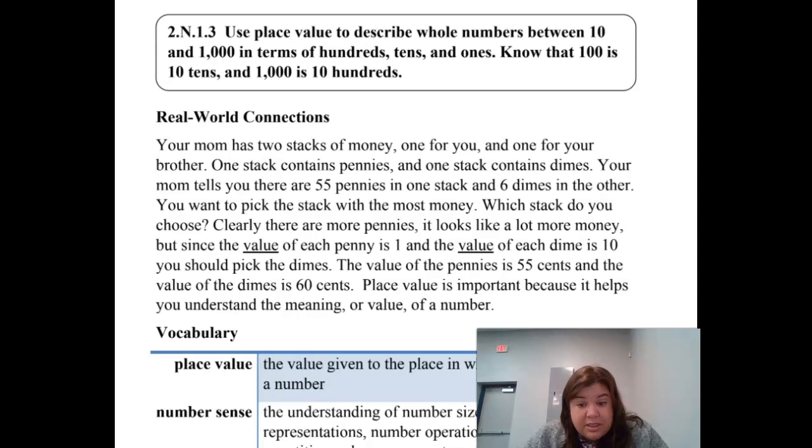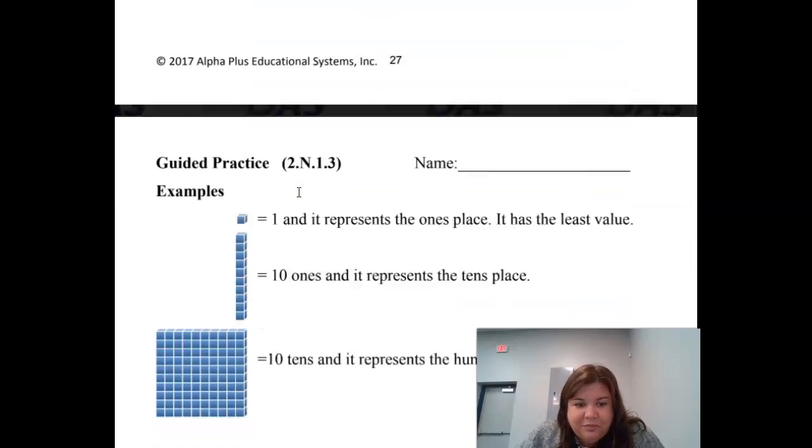And this is important because place value is important. It helps you understand the meaning and the value of a number, right? So you've got to understand that so that you get that 5 extra cents.